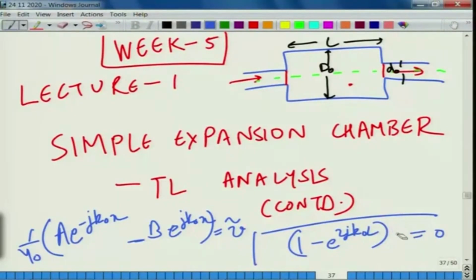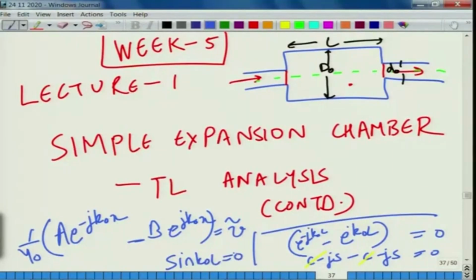B cannot be 0, otherwise you will get a trivial solution. So this entire thing has to be 0. So once you simplify this further by multiplying by e to the power minus jk0L, what are we going to get? Minus 2j sine of k0L, so this becomes cos minus j sin minus cos minus j sin is equal to 0, isn't it? So then basically your cos will get cancelled. Eventually we are left with nothing but sine of k0L is equal to 0.